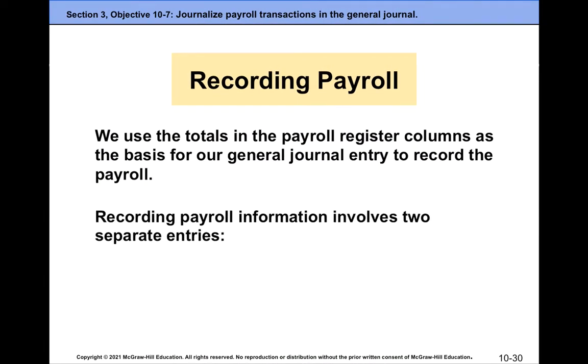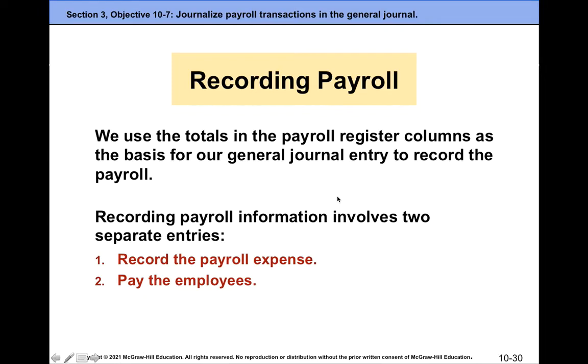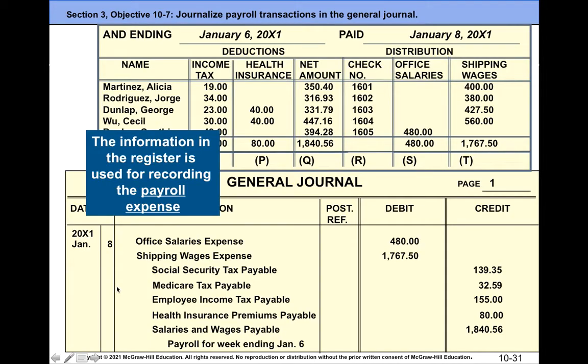So we will have 2 separate entries. We will record payroll expense, and then we will actually pay employees. Usually, the date when we process payroll could be the same day, but usually I process payroll, let's say on Thursday, and then I issue paychecks on Friday. Or I process it on Friday, journalize payroll expense, and then I pay on Monday. So I have 2 separate entries.